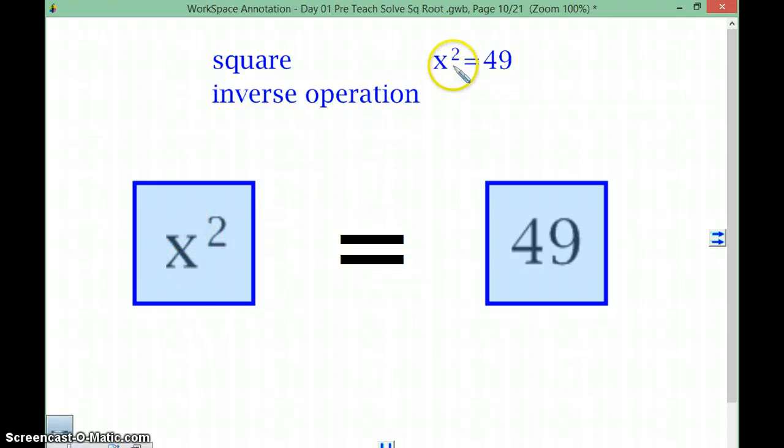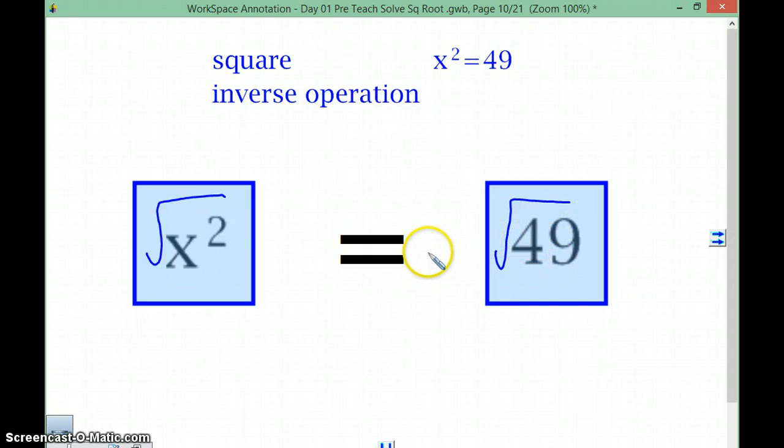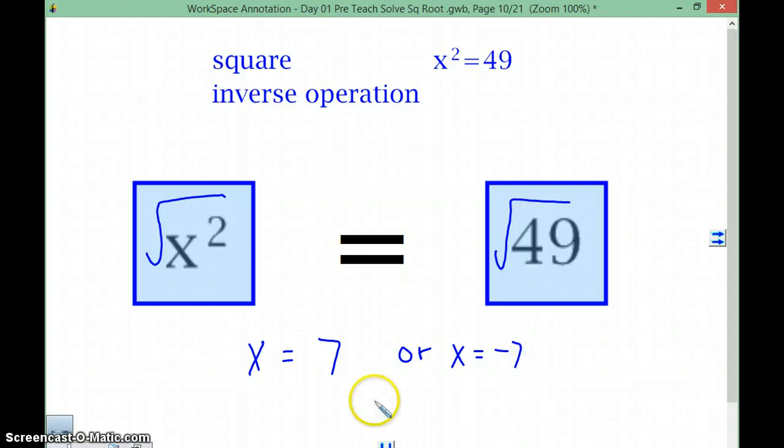All right, here's our equation, x squared equals 49. Now, if we do the inverse, we take the square root of this side, and the square root of this side. I can think of two numbers that are the square root of 49. Two numbers that if you multiply them by themselves gives you 49. Well, 7 is certainly one. What's another one? x could equal negative 7. Sometimes we just write it as x equals plus or minus 7.